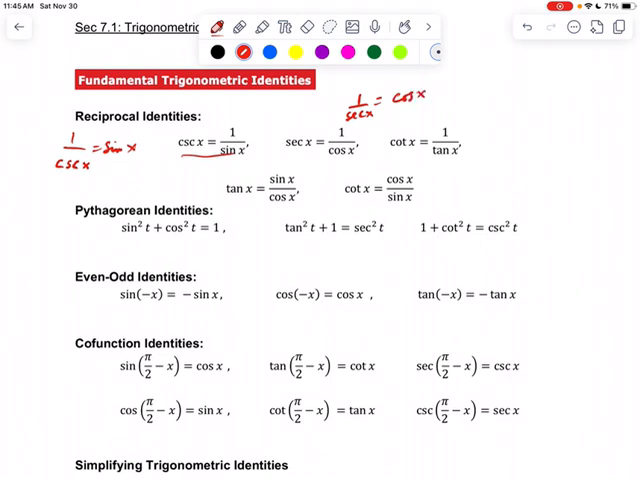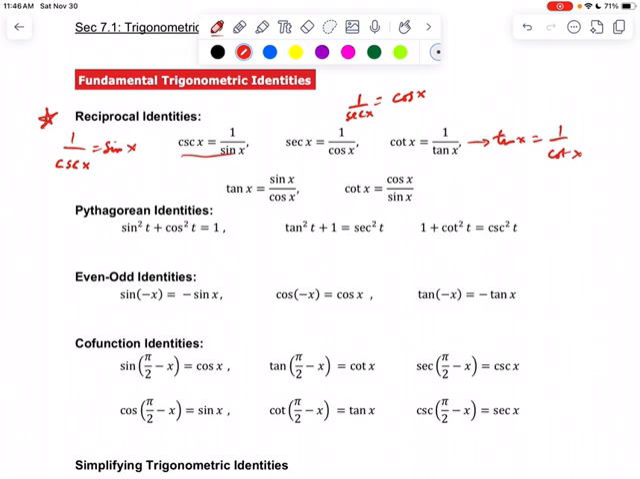Then we have that cotangent is equal to 1 over tangent x. In the same way, tangent of x can be written as 1 over cotangent x. So in other words, if you see somewhere 1 over cotangent, you can write it as tangent. The next things are tangent is equal to sine over cosine, and cotangent of x is cosine over sine. So these are the reciprocal identities. These you have to know.